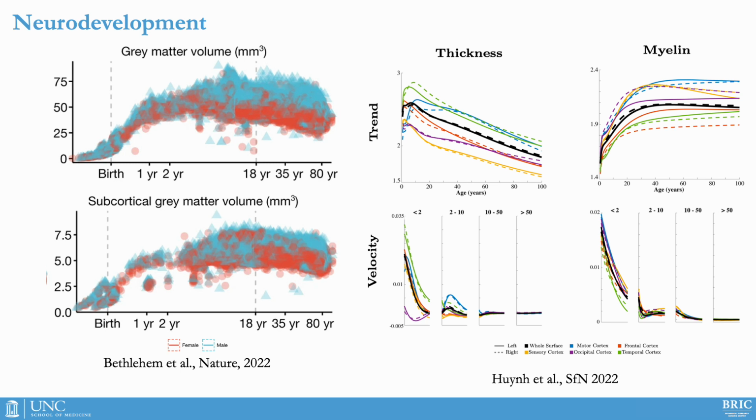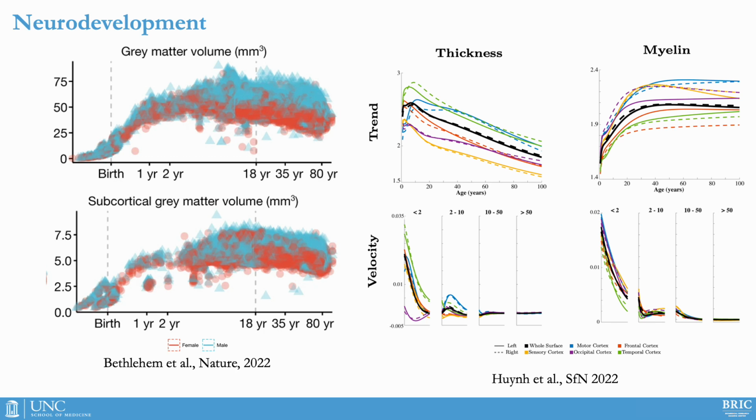We can see that the trajectory changes rapidly during the first couple of years of life before stabilizing around 18 to 20 years old. Similarly, on the right, by tracing the cortical thickness and myelin level from birth to 100 years old, we can also see the change is very fast and dynamic at early ages, with rapid changes in the trend as well as the rate of change, or velocity.